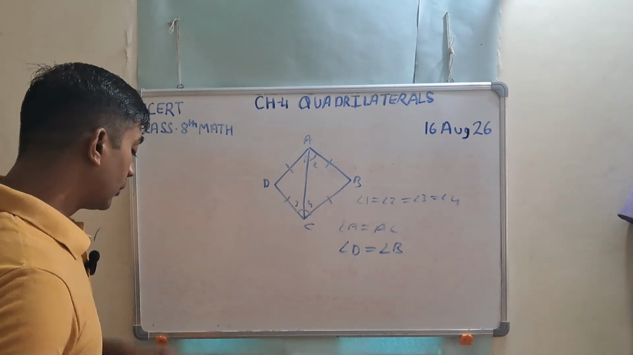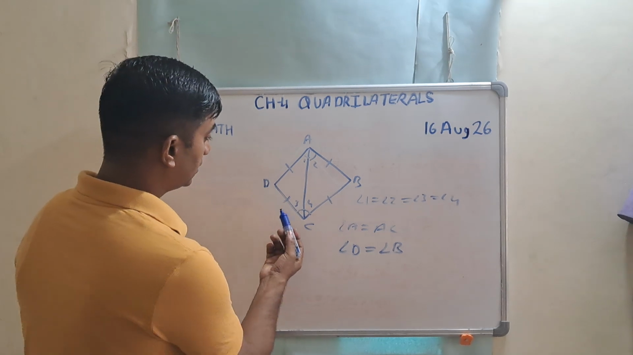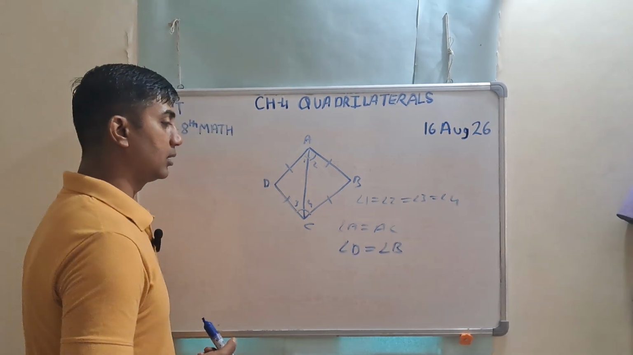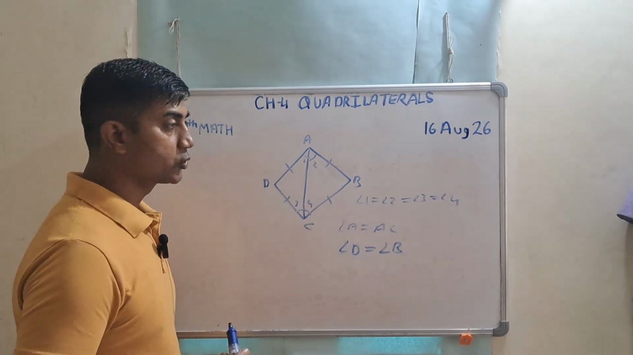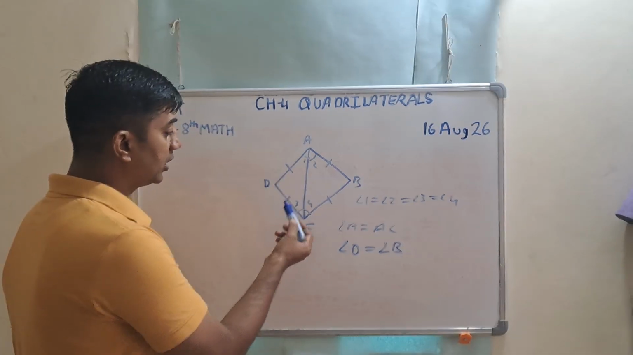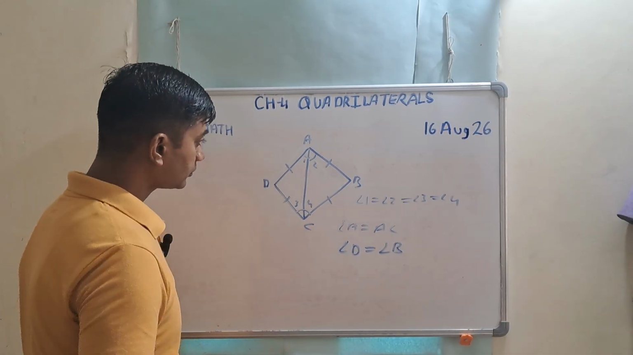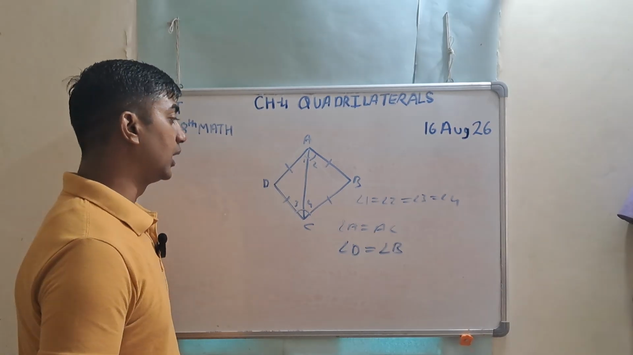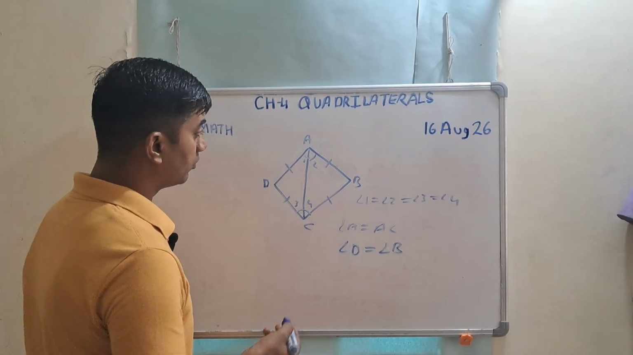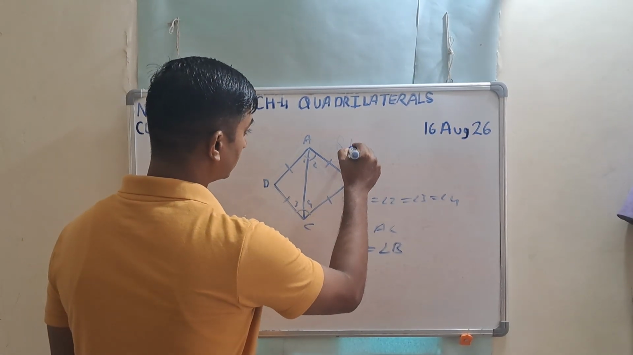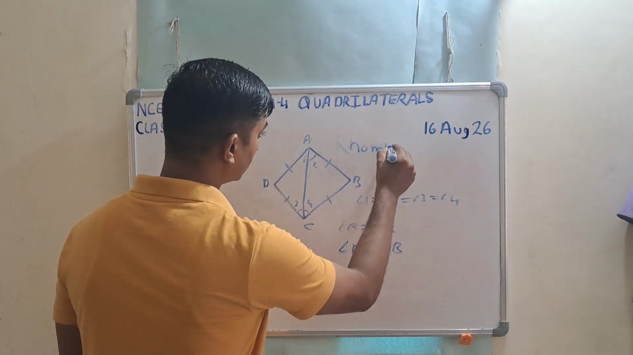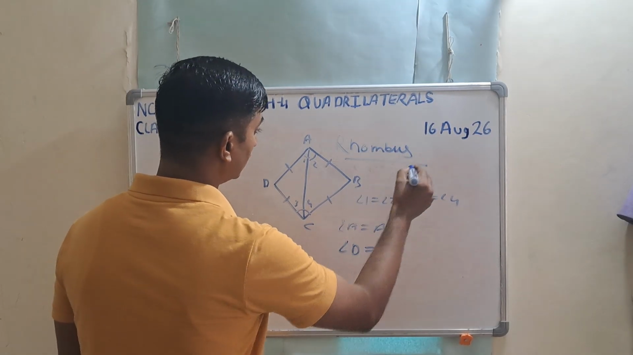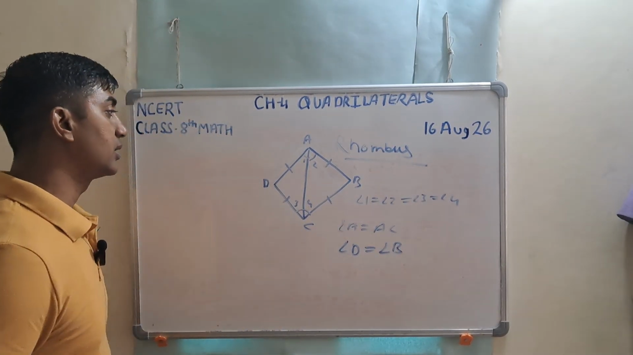Now you might be confused that this is the requirement for a quadrilateral to become a square. Means all the sides are equal and opposite sides are parallel. It means it is a square. What is the difference between a square and a rhombus?